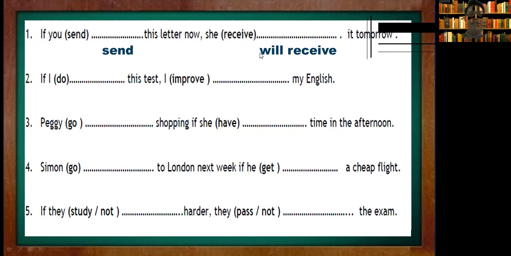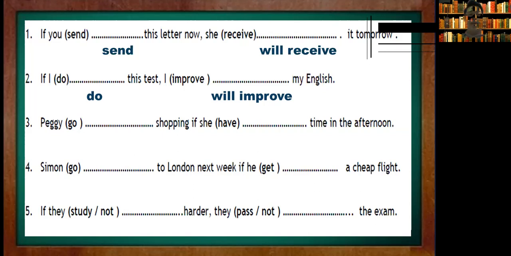Number two, if I do this test, I improve my English. If, then do. Present simple. So you choose do or does. Remember, your subject is I, counted as plural. So you can never use does. So definitely you still use do. Okay? If I do this test, I insert will, improve my English. Yes, you are right. Our answer should be, if I do this test, I will improve my English.